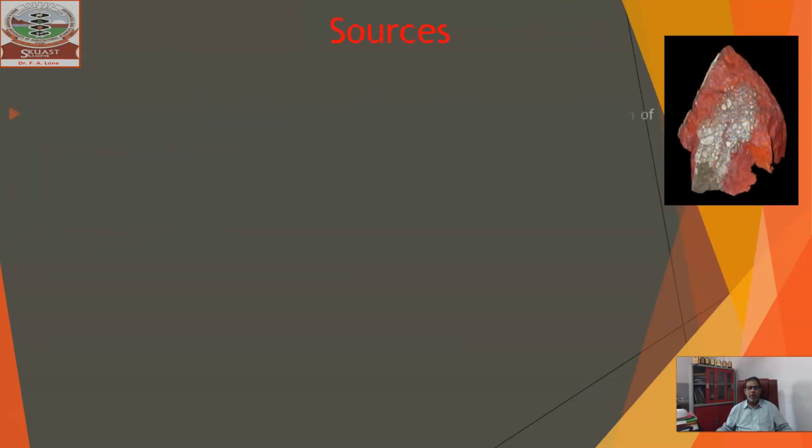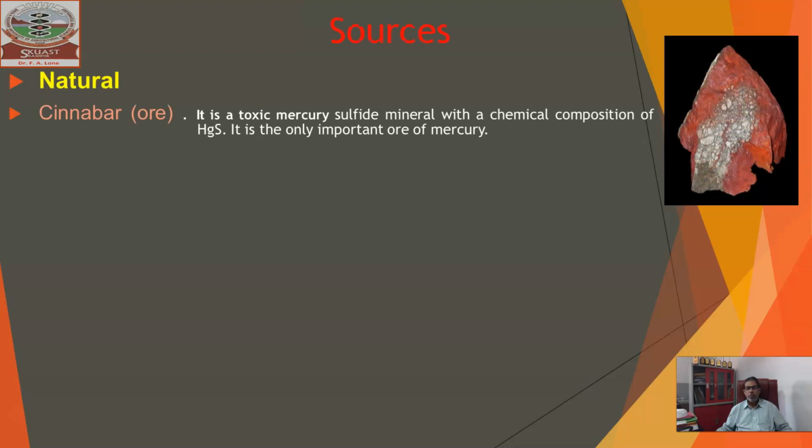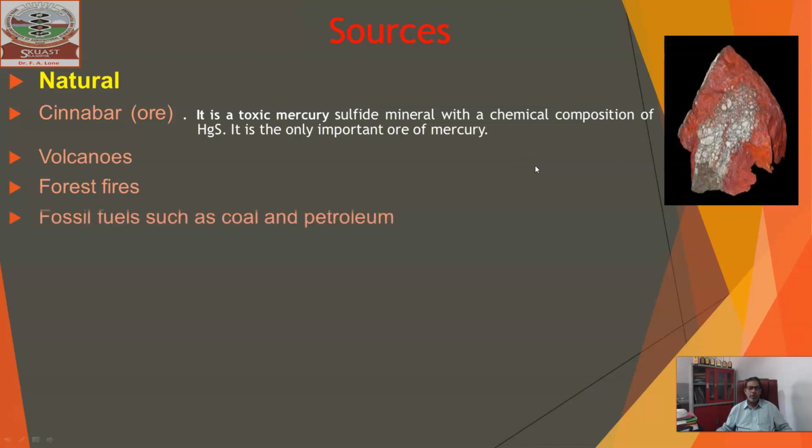As far as the sources of mercury are concerned, there are two sources. One is called the natural source, and the other one is the anthropogenic source. As far as the natural is concerned, you have got the cinnabar ore. It is a toxic mercury sulfide with a chemical composition of HgS. It is the only important ore of mercury, as you see in the picture also. Then the other sources are volcanoes, forest fires, and fossil fuels such as coal and petroleum.